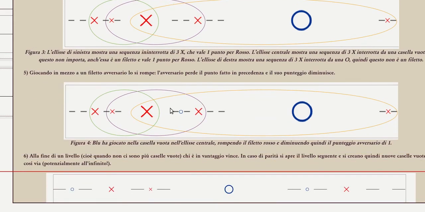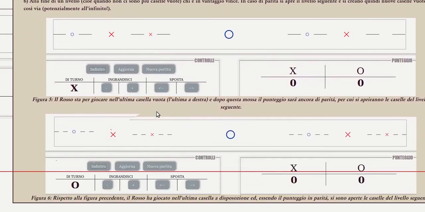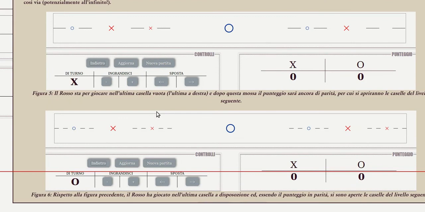Okay. And then here, what I want to show is that in the purple ellipses, the blue has played in this field, and so he broke the point from red. So now the red has one point less than before. Okay. And so basically, this is the end. The last thing you have to know is that at the end of one level, so when there are no more free spaces, who is leading wins the game and the game is over.